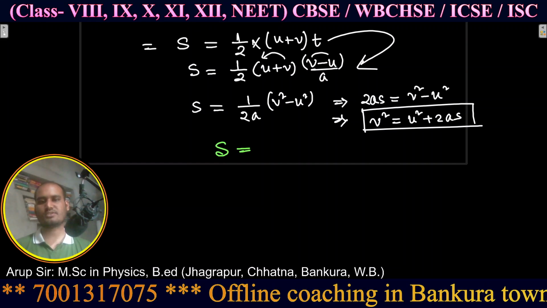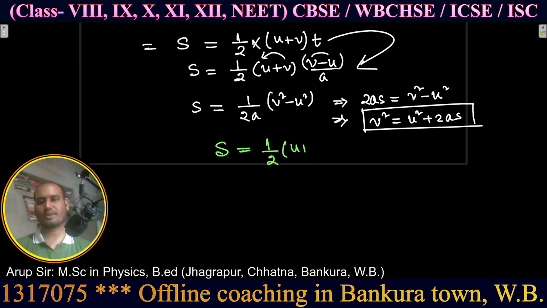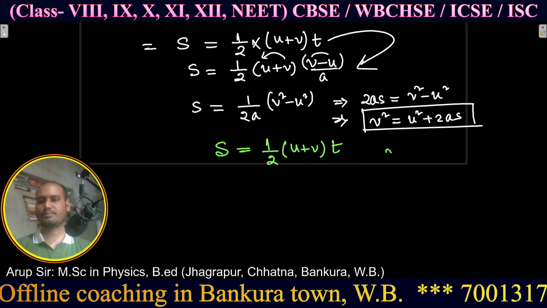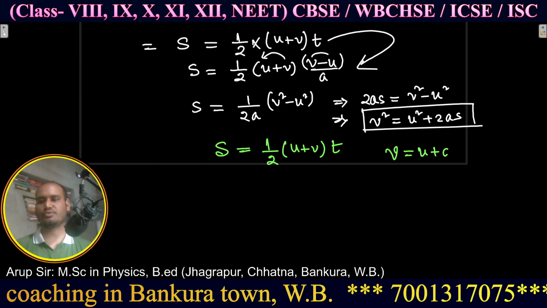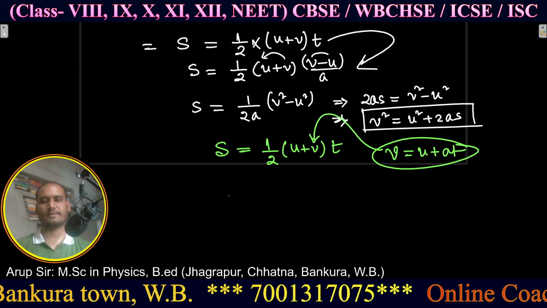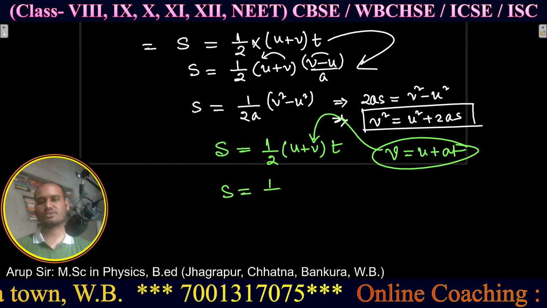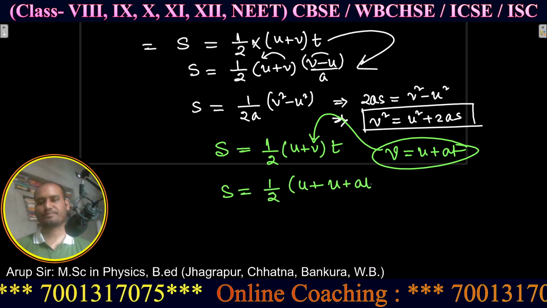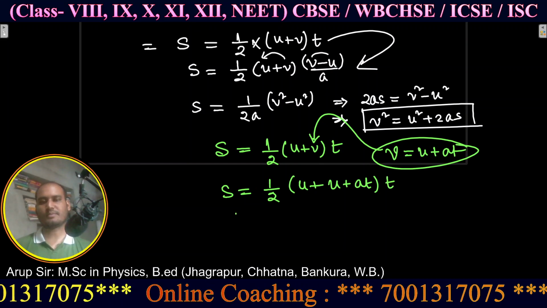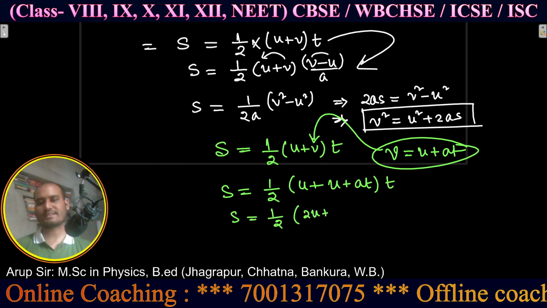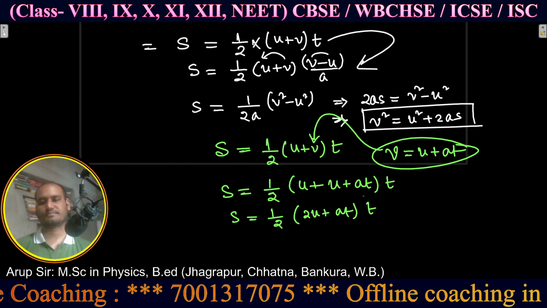So S equals to half into u plus v into t. It is the formula. Now if I put this value v equals to u plus at in this place of v, what will happen? S equals to half into u plus v, means u plus at, into t. Now multiply, so half into 2u plus at into t.